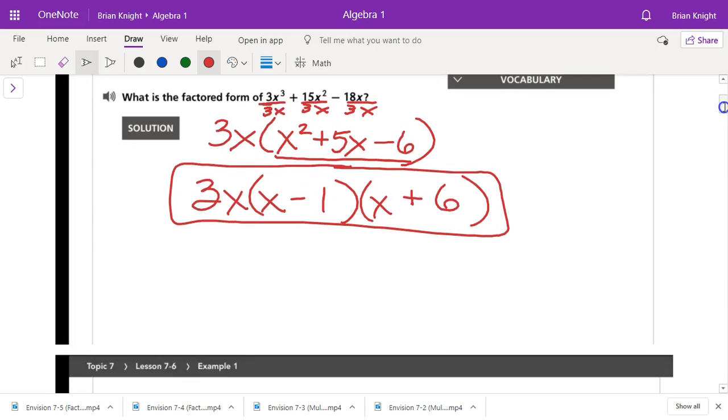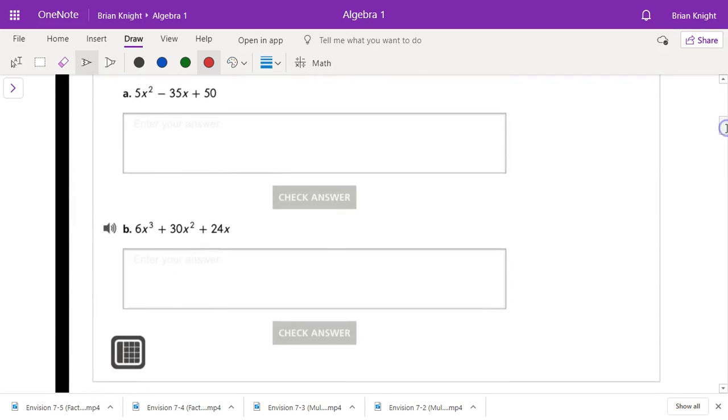All right. Our next example, more of the same. What can I take out of there? I can take out a 5. So let's see here. We'll have 5. And I can't take out an x, right? Because they all don't have one. 50 doesn't have one. So we divide everything by 5. So we'll have x squared minus 7x plus 10.